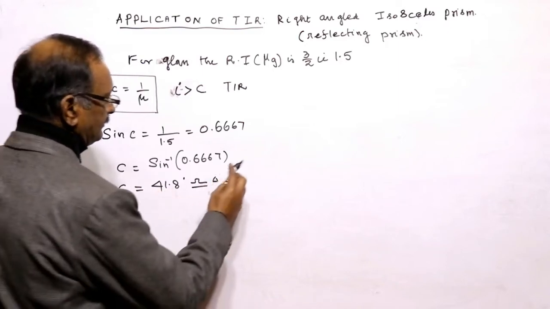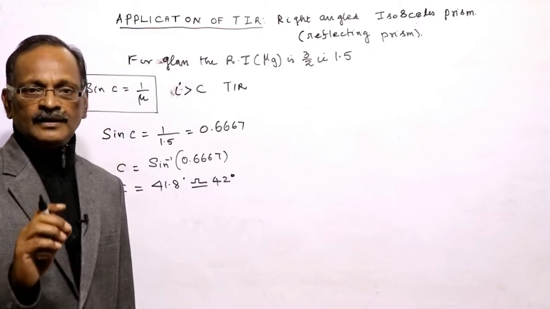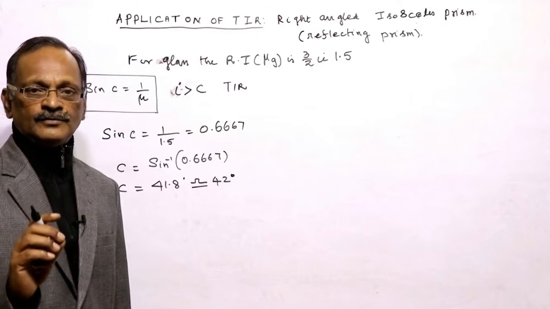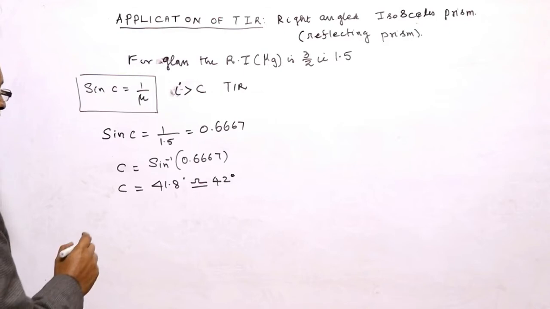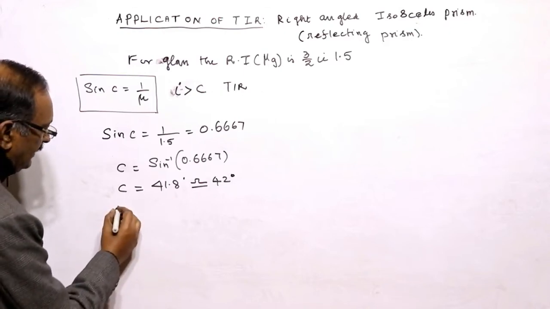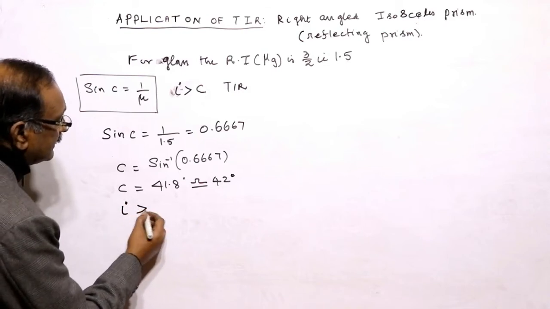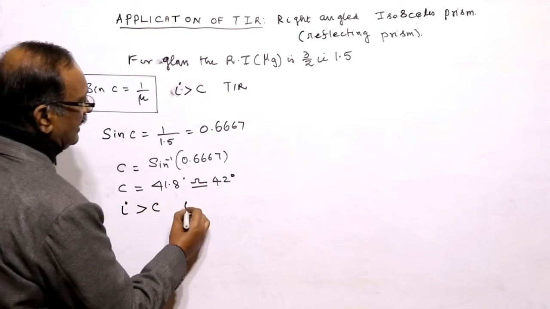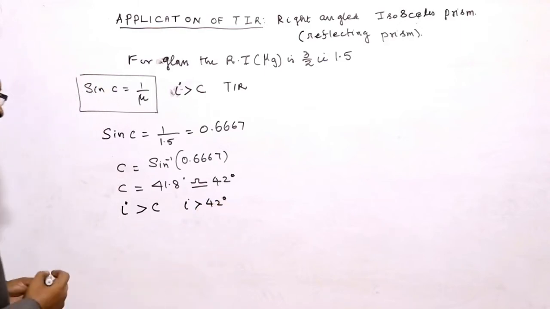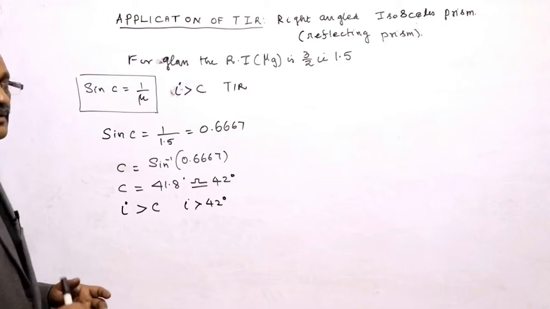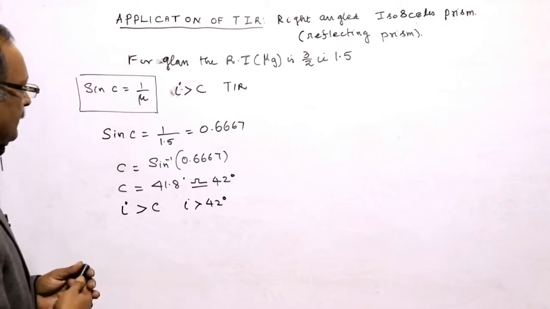If any ray incident at any face undergoes refraction, it will not undergo reflection. Otherwise, it will suffer total internal reflection. It means when the angle of incidence is greater than C, that is i is greater than 42 degree, then the ray will be totally internally reflected as far as the glass is concerned.